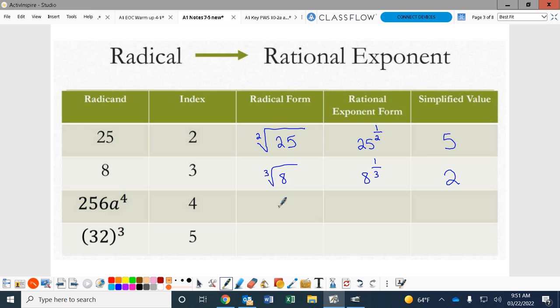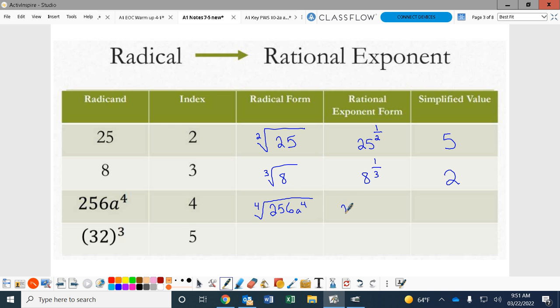Okay, here we go again. The number that goes on the inside is 256, a to the 4th. We put our little check mark over it, and our index on the outside is 4. This is the 4th root of this. Okay, now guys, when you have more than one thing on the inside, you have to put a fraction for each one of them. The number's going to have a fraction, the variable's going to have a fraction.